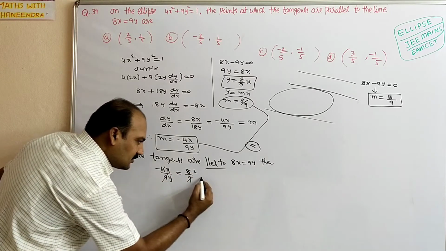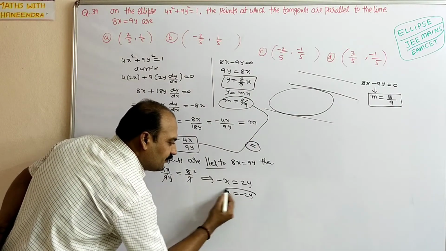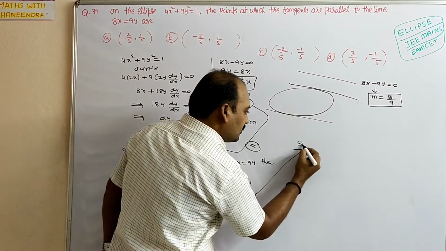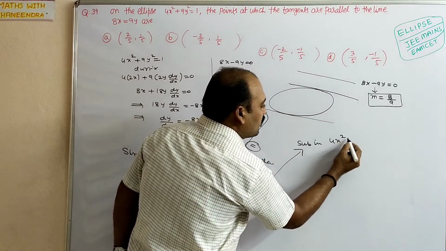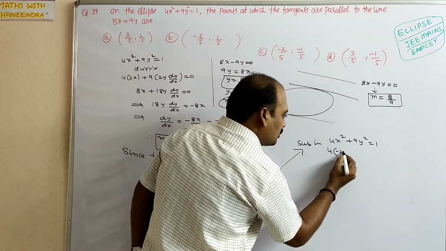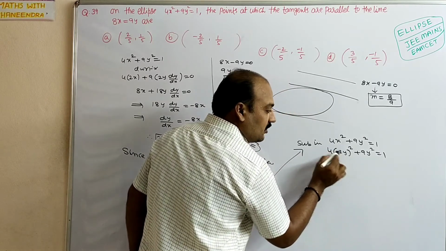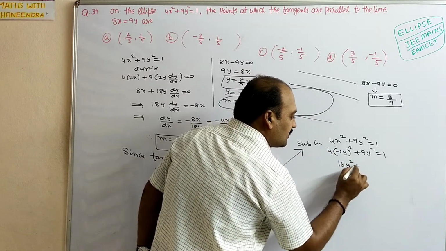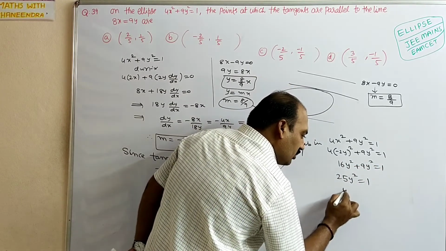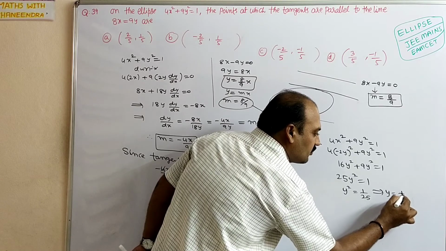That implies minus x is equal to 2y. So x is equal to minus 2y. Substitute in the given curve 4x square plus 9y square equal to 1. So in place of x, 4 into minus 2y whole square plus 9y square equal to 1. 4 square means 4 fours are 16y square plus 9y square equal to 1. 25y square equal to 1. So y square equal to 1 by 25. So that implies y is equal to plus or minus 1 by 5.